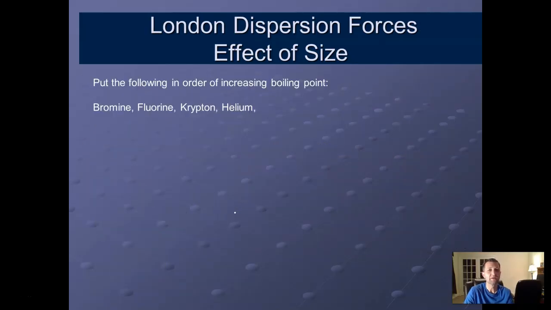Okay, so let's take a second here and try one. Put the following in order of increasing boiling point. So, okay, let's think about this. I have bromine, fluorine, krypton, and helium. Increasing boiling point. Boiling point is going to increase when you have a stronger intermolecular force.